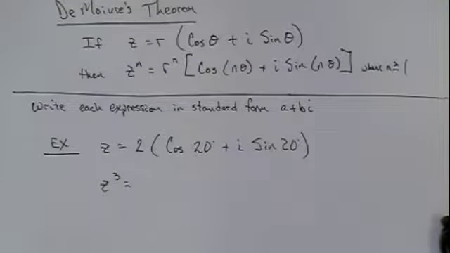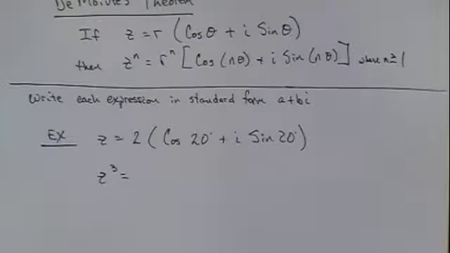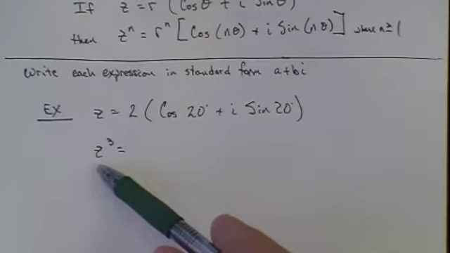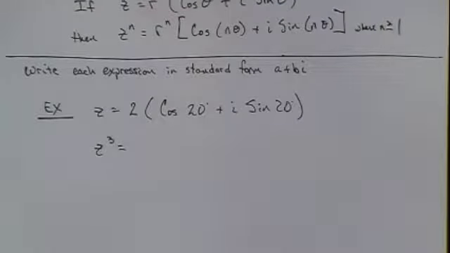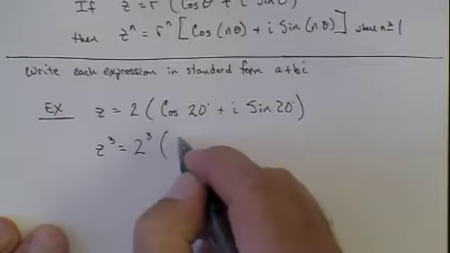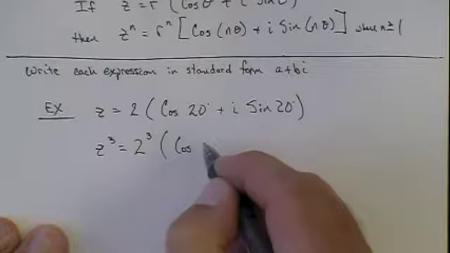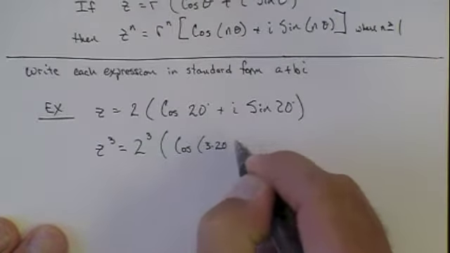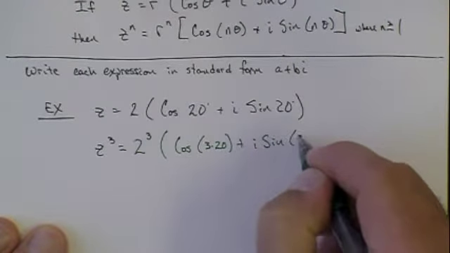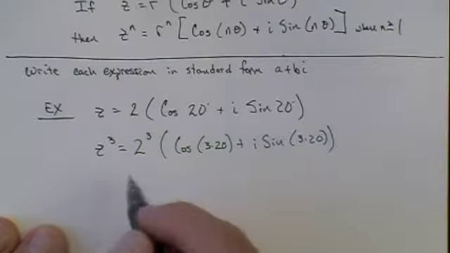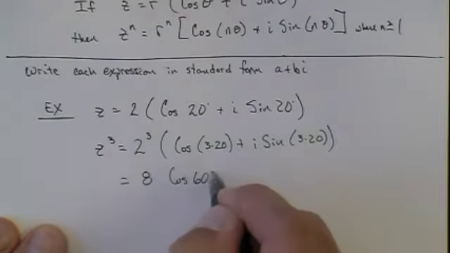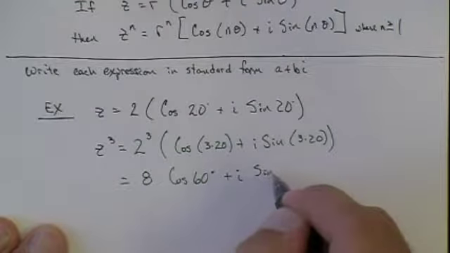So for example, here we have 2 times the cosine of 20 degrees plus i sine 20 degrees, and what we have is now we're going to cube this complex number z. So if I take 2 cubed, and then we have cosine of our angle of 20, we're going to multiply that by 3, and we're going to do the same thing over here with sine. So we have our angle of 20 multiplied by 3. So this gives us 8. And now we have cosine of 60 degrees and the sine of 60 degrees.